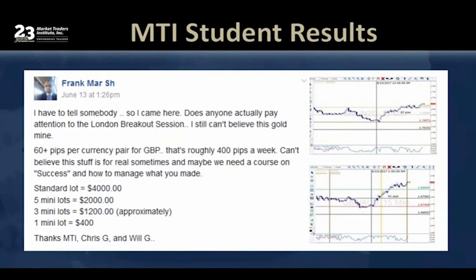Now, this is just one of our students who did this. "I have to tell somebody, so I came here. Does anyone actually pay attention to the London Daybreak session? This is just in June. I can't believe this gold mine. 60 pips per currency pair for British pound. That's roughly 400 pips a week. Can't believe this stuff is for real sometimes, and maybe we need a course in success, how to manage it." That's $4,000 a week.